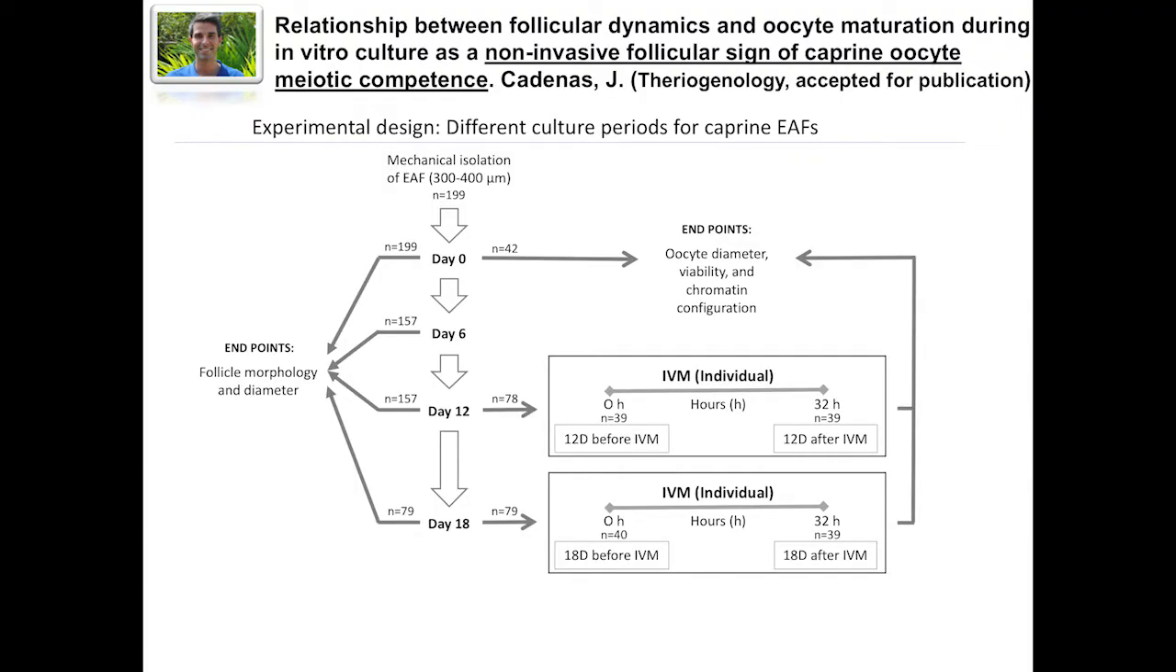Then we use the GH medium to try to figure out a non-invasive follicular sign, the relationship between non-invasive follicular sign of caprine preantral follicles and meiotic competence. Then early antral follicles were cultured for 12 or 18 days, and then oocyte diameter, viability, and chromatin configuration were checked at day 0, after 12 and 18 days of culture, before and after individual oocyte maturation.